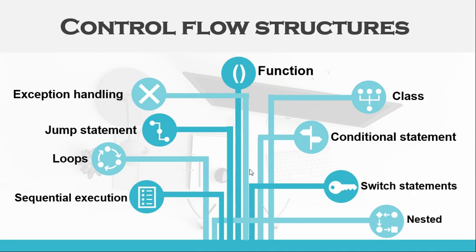Here are several structures of control flow. In fact, I encountered different categorizations of these structures, though this would be the sum of it. It always starts here with sequential executions, then there are loops, jump statements, exception handling, functions, classes, conditional statement, switch statement, and some extra nested structures to make it really complete.